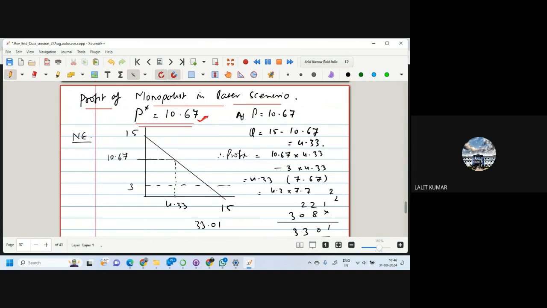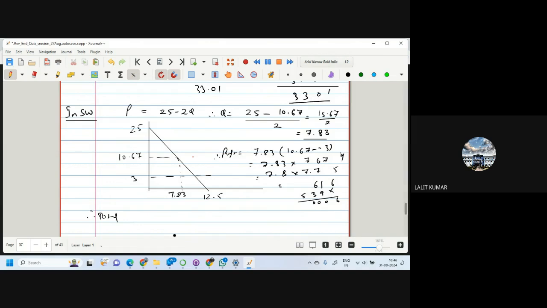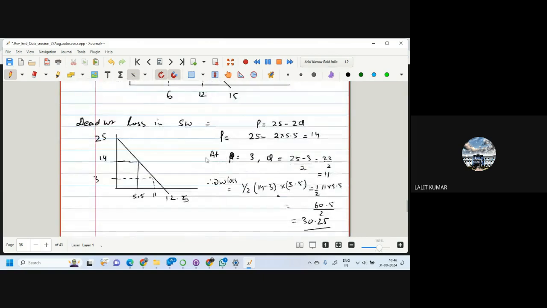then what happens is that if P is equal to 10.67, now in the northeast your Q will decrease to 4.33. And using that 4.33, we find the profit. And similarly, in the southwest also, now at 10.67, the demand will increase to 7.83, and your profit again we will then calculate. So that kink part which is there, it comes from here.